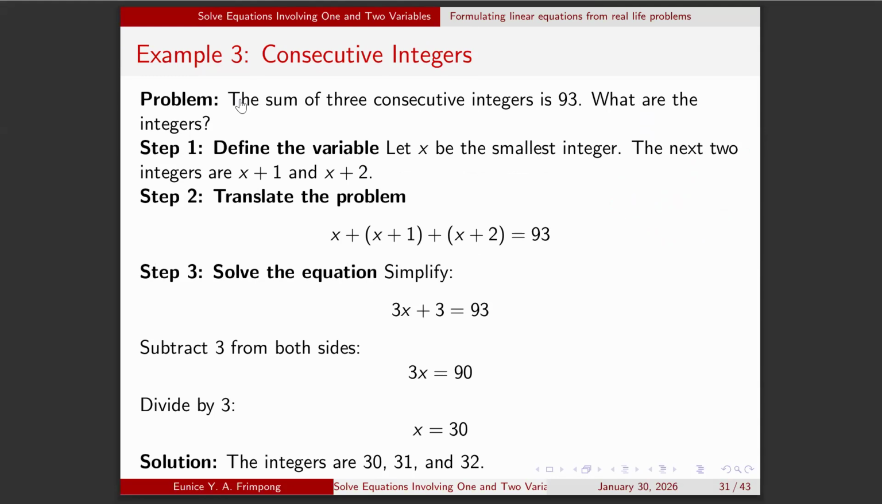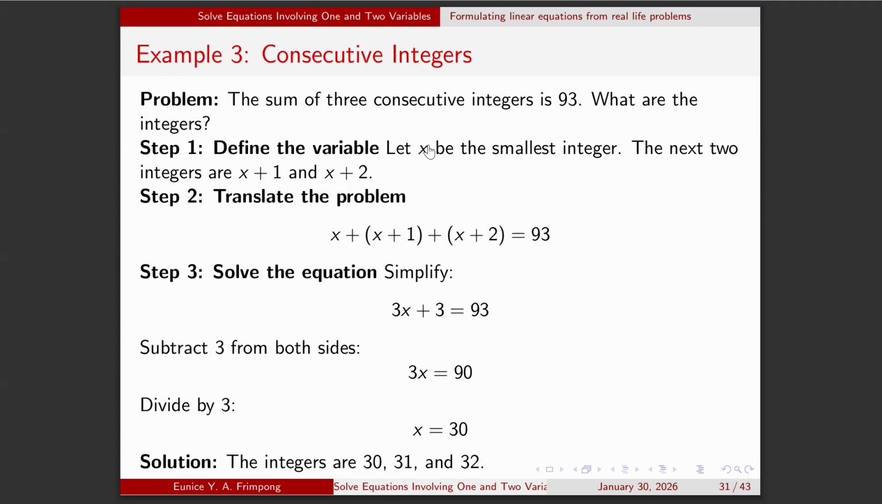Right. The problem says the sum of 3 consecutive integers is 93. What are the integers? You must first of all understand the various words in the question. What are integers? Integers are numbers that can be positive or negative, okay? But we know that they follow after each other.